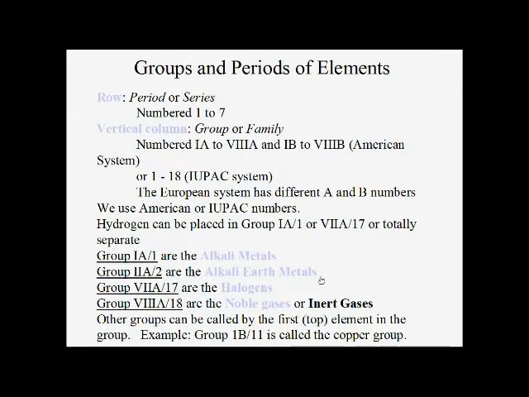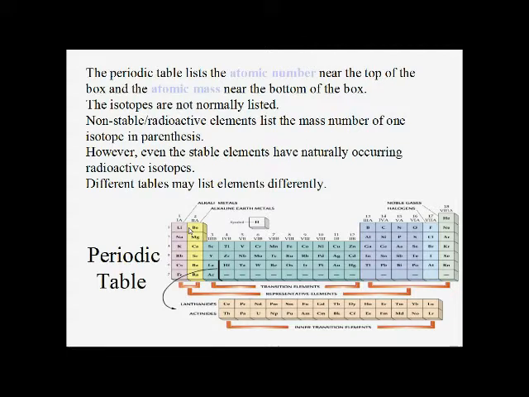Group 2 or 2A are called the alkaline earth metals. So this is right next to the alkali metals. The alkaline earth metals: beryllium, magnesium, calcium, strontium, barium. These are reactive metals, but not nearly as reactive as the alkali metals. Over on the right, column 18 or 8A is the noble gases. They're noble because they do not react with other elements. And then they are gases because they're very stable in themselves and do not react and do not even stick to themselves.